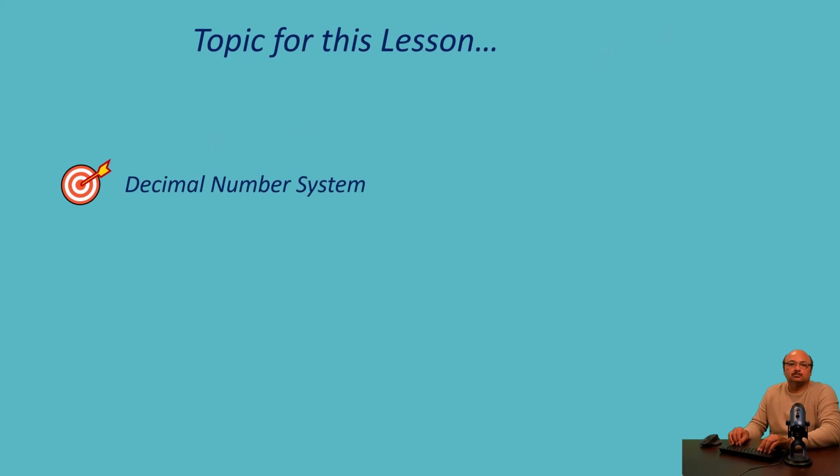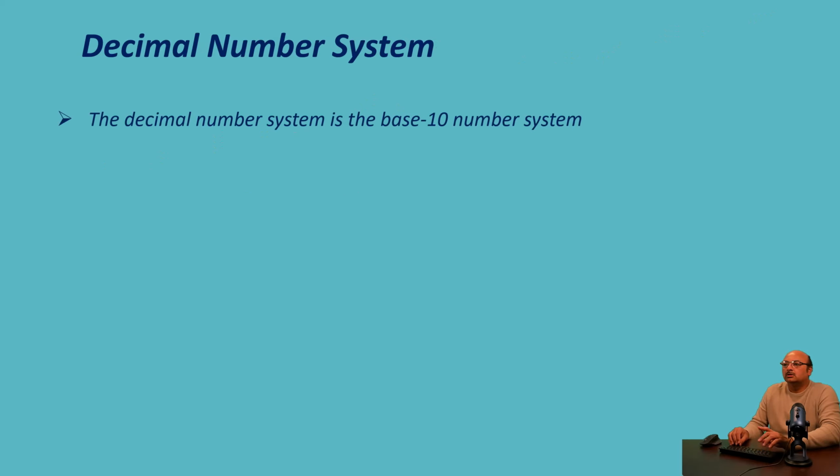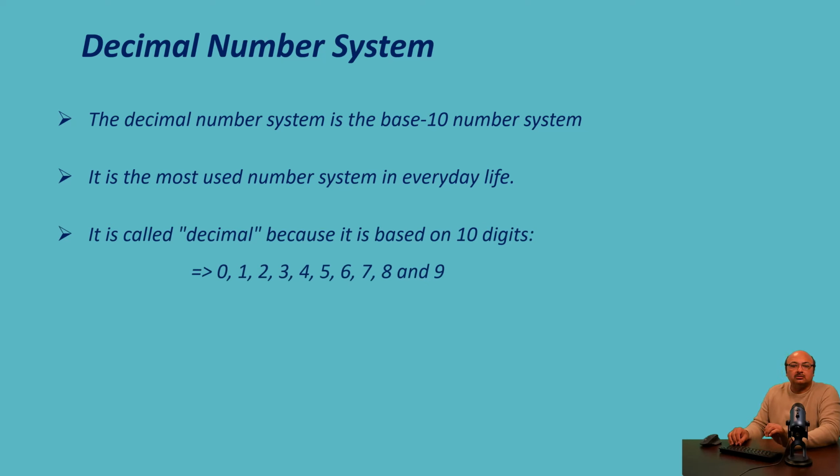Decimal number system. Decimal number system is the base 10 system, and it is the most popularly used number system these days. It is called decimal number system because it is made up of 10 numbers, 0 to 9. All the numbers 0, 1, 2, 3, 4, 5, 6, 7, 8 and 9. In all they make 10 numbers, and that's the reason we call it decimal.